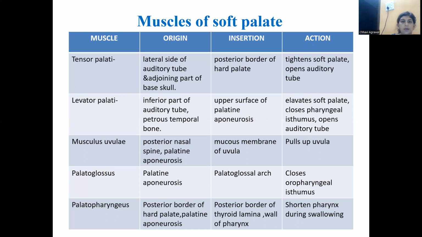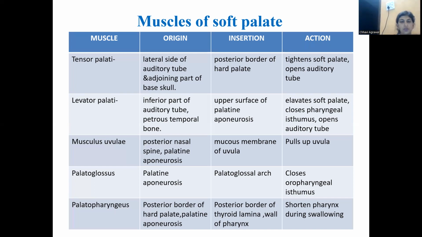The levator palati originates from the inferior part of the auditory tube and petrous temporal bone and gets inserted over the upper surface of the palatine aponeurosis. The action is to elevate the soft palate, close the pharyngeal isthmus, and open the auditory tube.